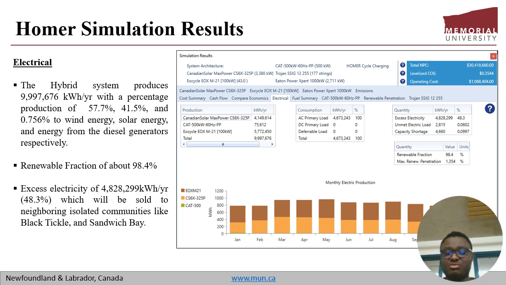So our constraint, we used an 80 to 20% constraint, so 80% to renewable energy and then 20% to diesel energy. Okay, so looking at this now for the electrical parts, we can see the hybrid system, after the design and the simulation was done in Homer.